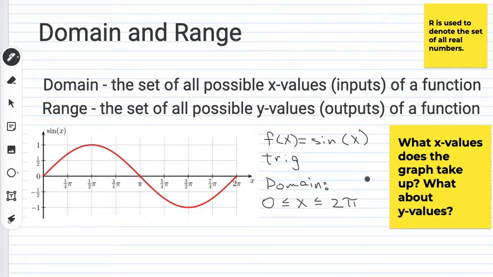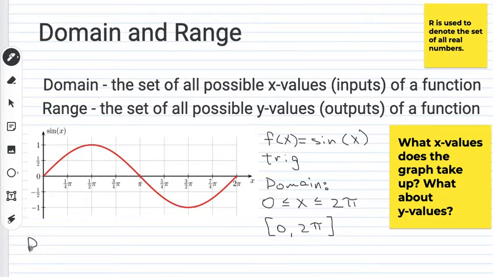So that's the domain. That's the x values that the graph is going to take up. Another way to write this would be the closed interval from 0 to 2 pi. And this is going to be a closed interval, so both sides are going to get brackets. And what that's going to do is include 0 and 2 pi in our set, because those are the endpoints.